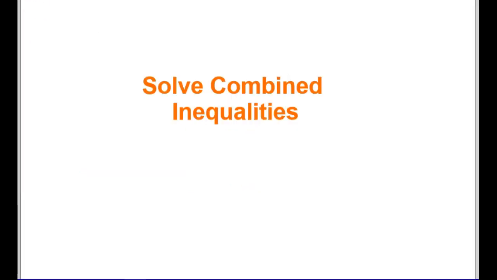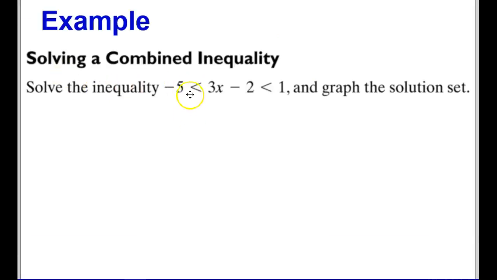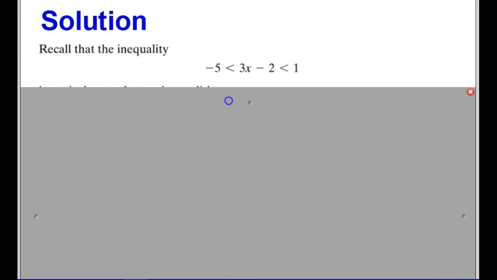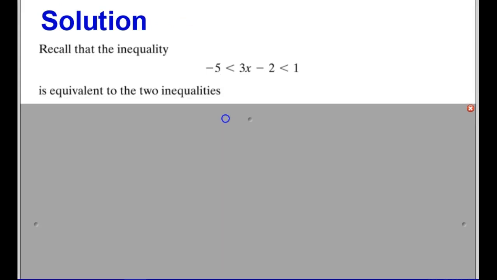Okay, so now I'm going to have some combined inequalities. These combined inequalities are where I have more than one inequality symbol that I'm working with. So here I have negative 5 is less than 3x minus 2, which is less than 1. Then I'm supposed to graph the solution set. So let's see what this looks like. Okay, so I have multiple inequalities here. It's equivalent to 2 inequalities.